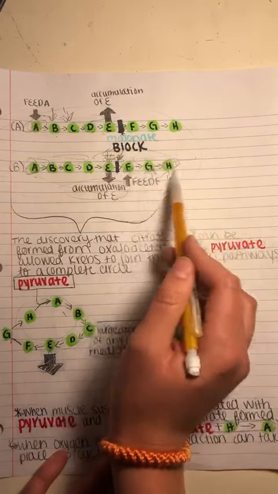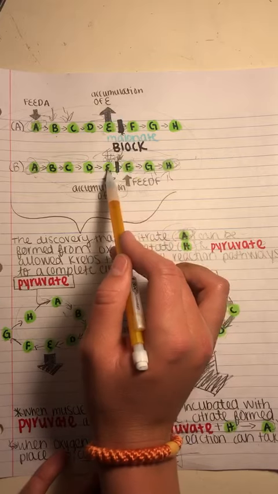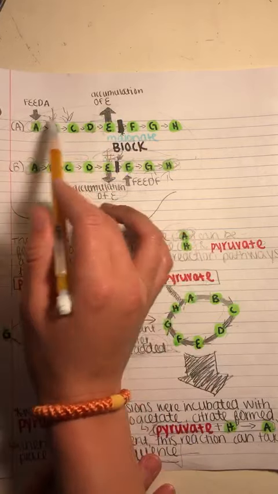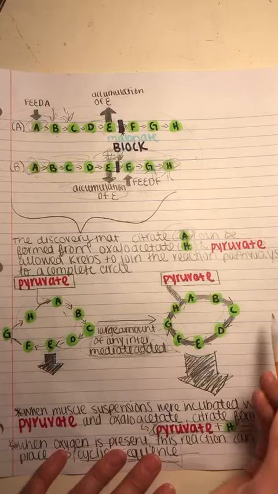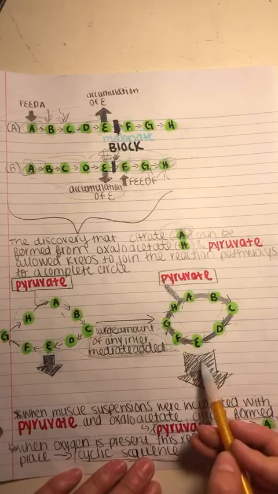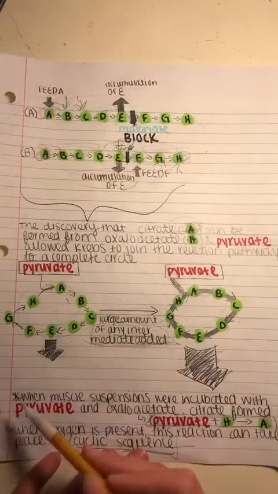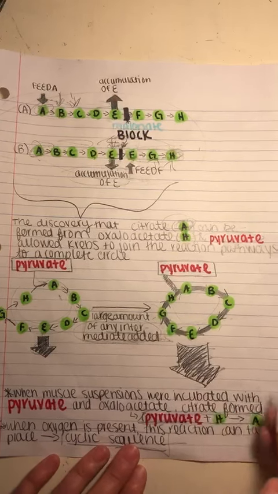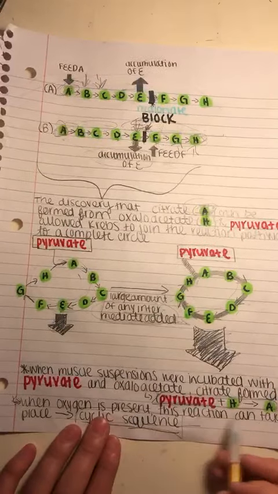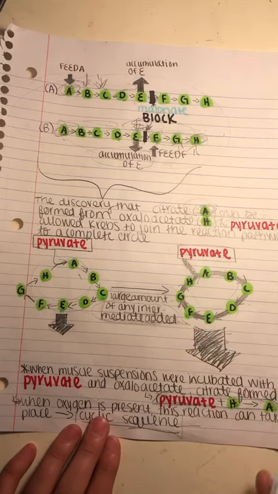He found that if he adds these, E will accumulate, or if he adds these, it'll accumulate. Same thing, it doesn't matter. So that's why all the arrows are thicker. And then in the end, more E accumulates. So when muscle suspensions were incubated with pyruvate and oxaloacetate, citrate formed. That's the main goal of citric acid.